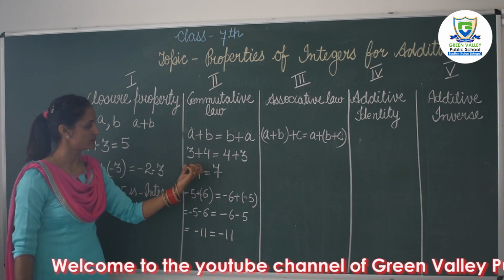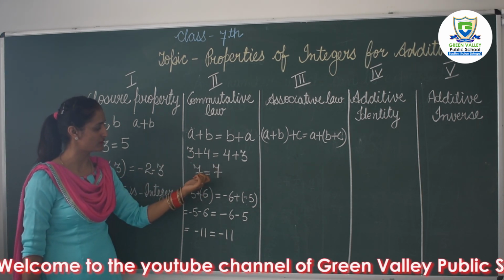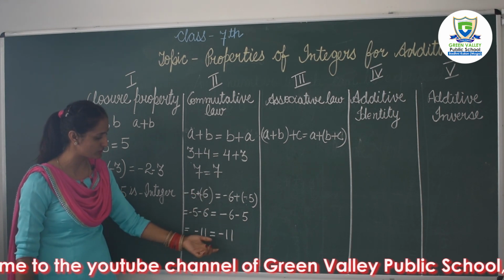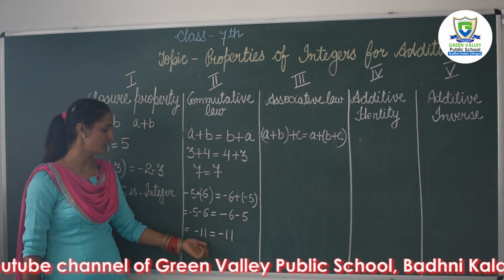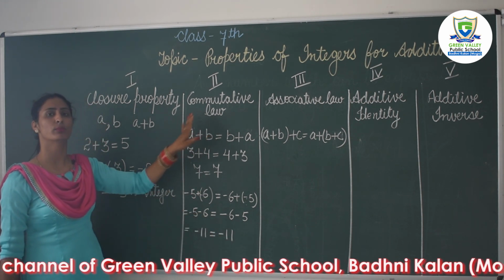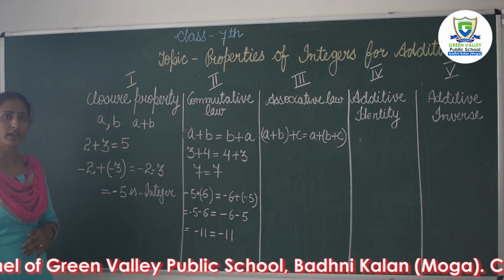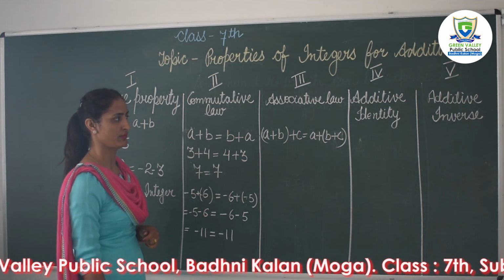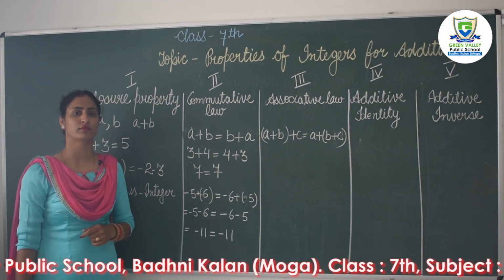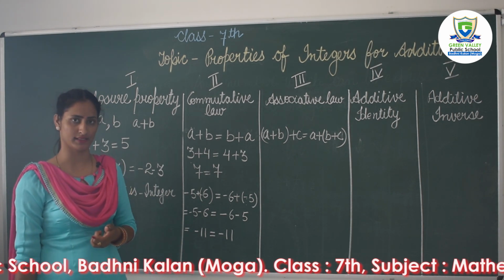For both the cases, left hand side and right hand side is equal, and for negative integers also you can see left hand side and right hand side, both sides are equal. So commutative law holds for integers. And third property is associative law. This property is for 3 or more integers.